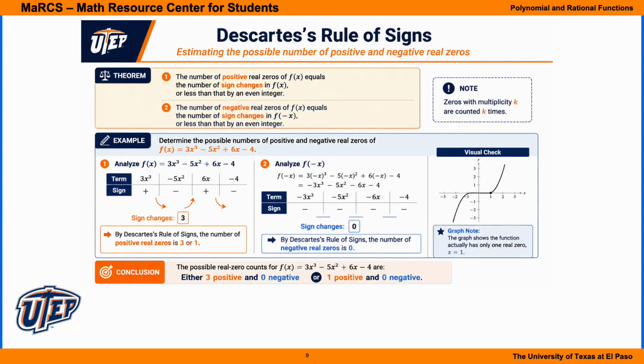So here to the far right, we have the graph of the function, and we see that the graph shows the function actually only has one real zero at x is equal to 1. So to conclude, the possible real zero counts for f of x is equal to 3x cubed minus 5x squared plus 6x minus 4 are either 3 positive and 0 negative, or 1 positive and 0 negative.